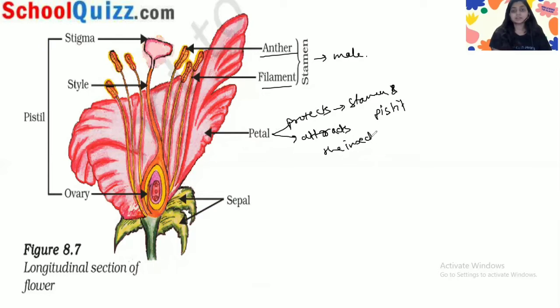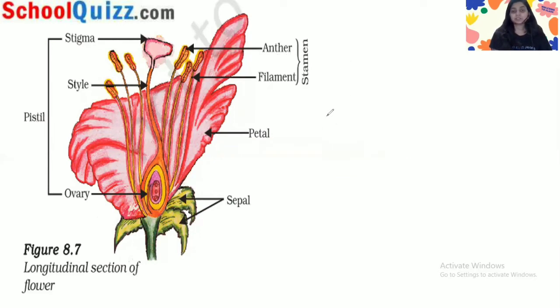So in the reproduction process, the petal plays an important role. And the second important part is the ovary, the style, and the stigma. At the top, the stigma is sticky, remember. The whole three is called the pistil, and this is the female part. I hope you can understand this.